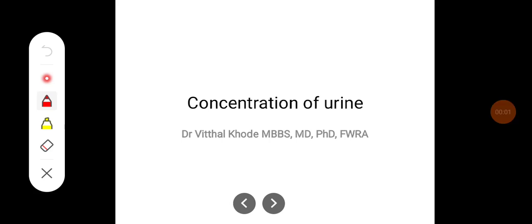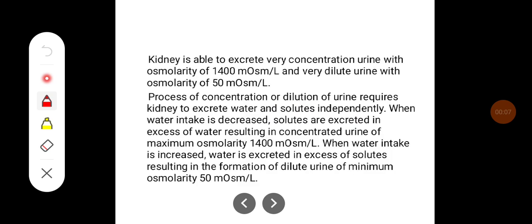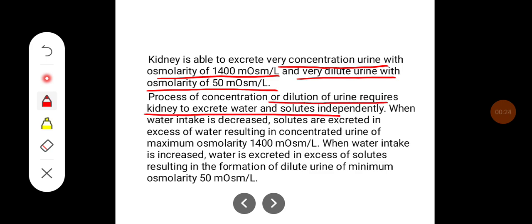Everyone. In this class, we'll try to understand how urine gets concentrated by the kidneys. Kidney is able to excrete very concentrated urine with osmolality of 1400 milliosmoles per liter and a very dilute urine with osmolality of 50 milliosmoles per liter. The process of concentration or dilution of urine requires kidney to excrete water and solutes independently.